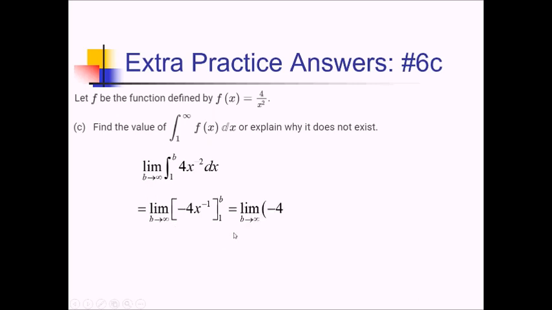So still yanking out that negative 4, because why not? And now we have 1 over b minus 1 over 1. Well, as b approaches infinity, this 1 over b term just goes to 0. So this is really negative 4 times 0 minus 1, which just comes out to 4, because negative 4 times negative 1 is 4. Done.